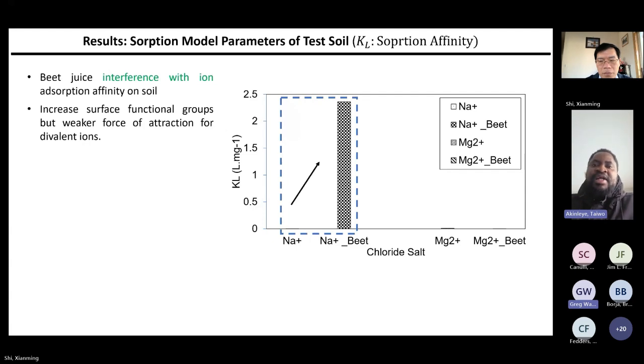And like we said, there are two conditions which we think are affecting these processes. One is either the beet juice is coating the soil surface, or two, the beet juice is absorbing these cations within its matrix. And this is also a good starting point for further research to look into these fundamental mechanisms and be able to separate these mechanisms within the soil system.